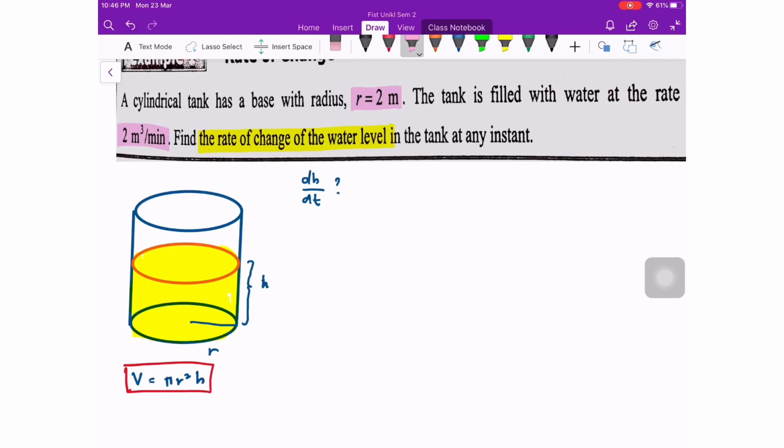So dekat sini kita keluarkan information. So we have dV dt which is equals to 2 meter cube per minute, and we have a radius of 2 meter. So in order to find dH dt, saya akan gunakan kaedah chain rule. Chain rule of dV over dt. Alright, so saya akan gunakan kaedah chain rule untuk dV over dt, di mana untuk dapatkan dV dt, so we supposed to have dV over dh times dh over dt.